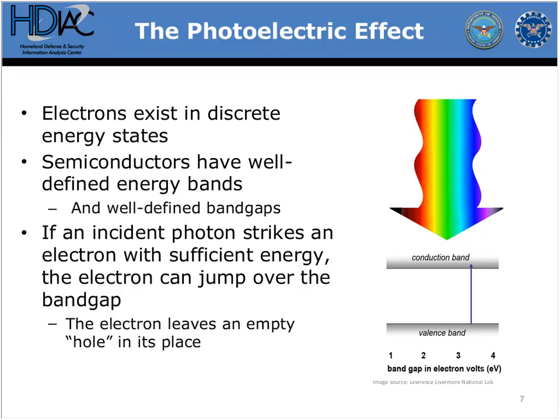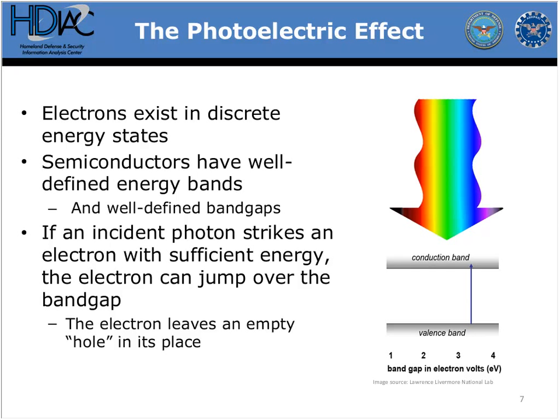In a semiconductor, the relaxed electrons like to hang out in the valence band at the bottom. But if an incident light photon strikes the electron with sufficient energy, the electron can jump over the band gap and into the conduction band, and it leaves an empty hole in its place.